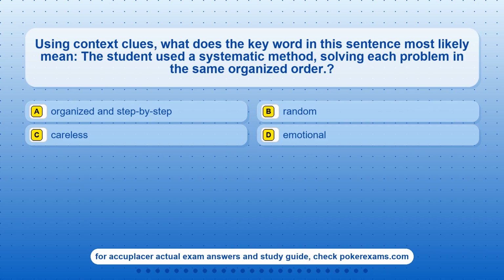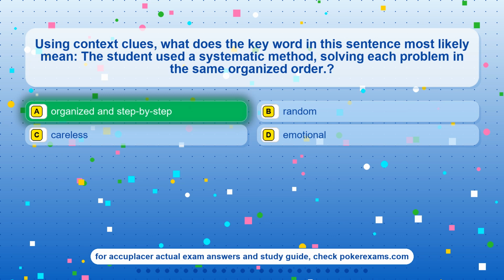Question 19. Using context clues, what does the keyword in this sentence most likely mean? The student used a systematic method, solving each problem in the same organized order. Option A, organized in step by step. Option B, random. Option C, careless. Option D, emotional.